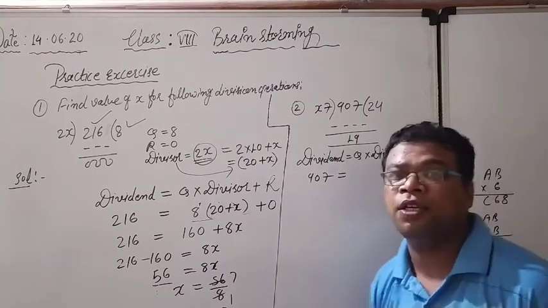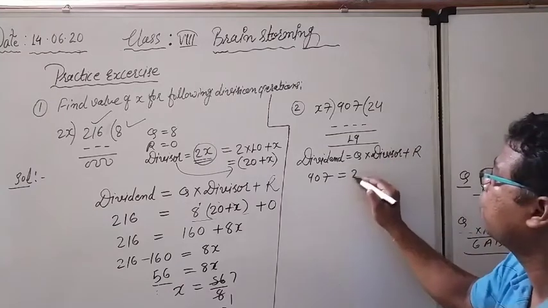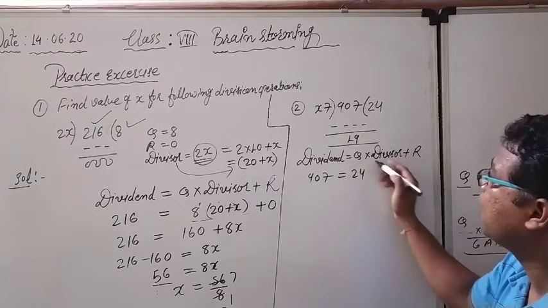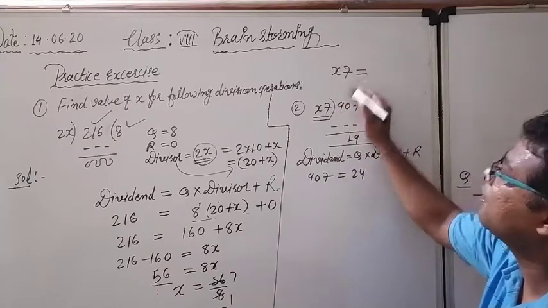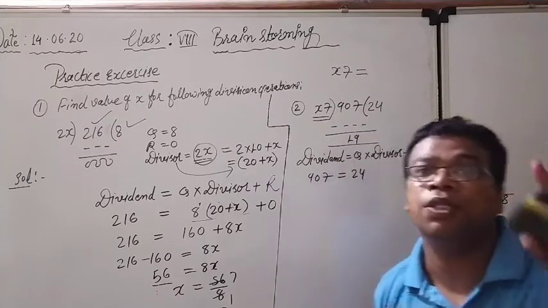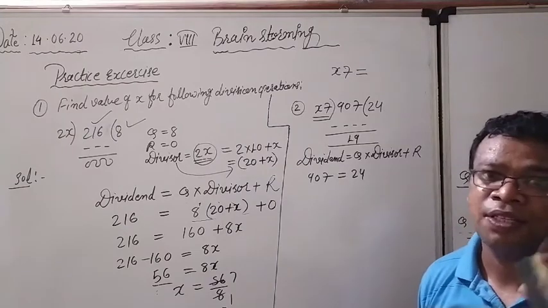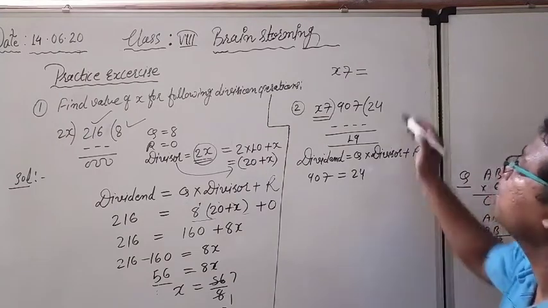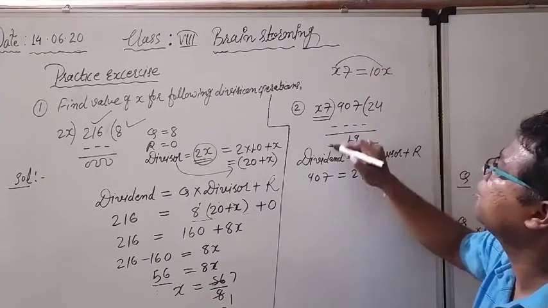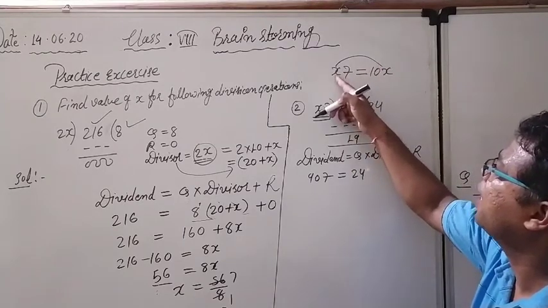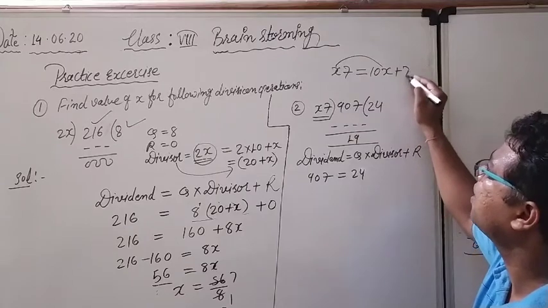Fill the digits: 907, that is the dividend. What is the quotient here? Quotient is this thing, 24. Right now the divisor is x7. But x7 is a 2-digit number. So how could it be written? 10 into tens place digit. 10 multiplied by tens place digit means 10x plus 7.